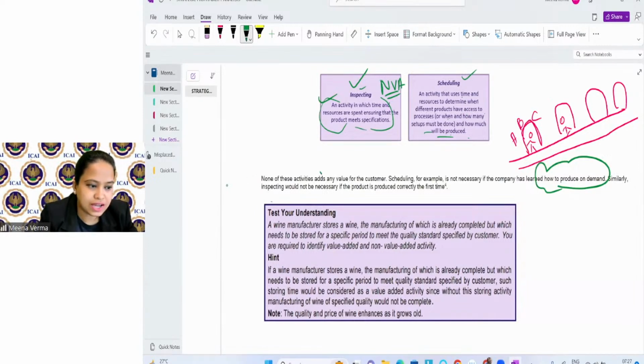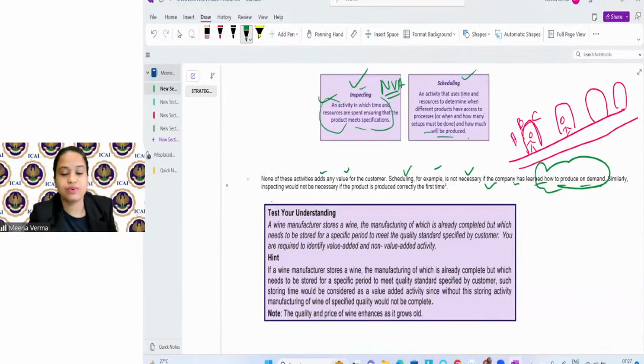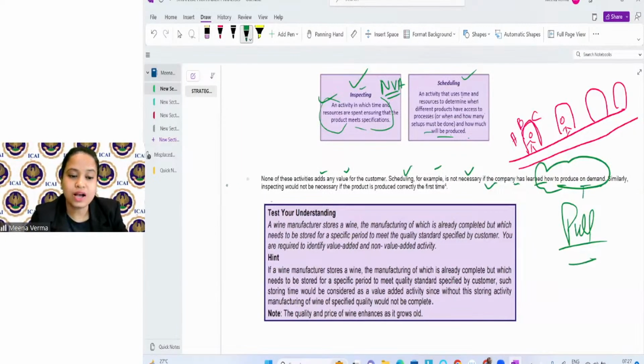So none of these activities add value. All these 5 activities do not add value. Scheduling, for example, is not necessary if the company has learned how to produce on demand. Scheduling is not required when the company knows the pull processing system. Receive the demand, produce the goods accordingly using the pull processing method. So when the company knows the pull processing method, the company does not need scheduling.